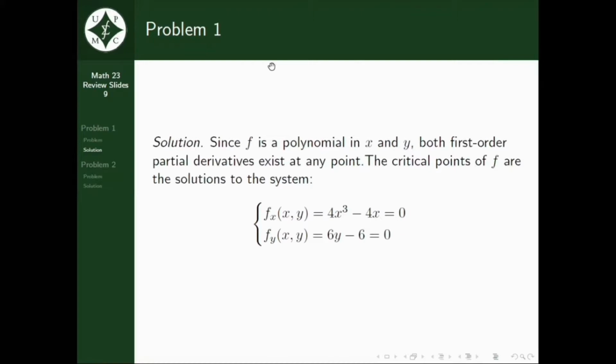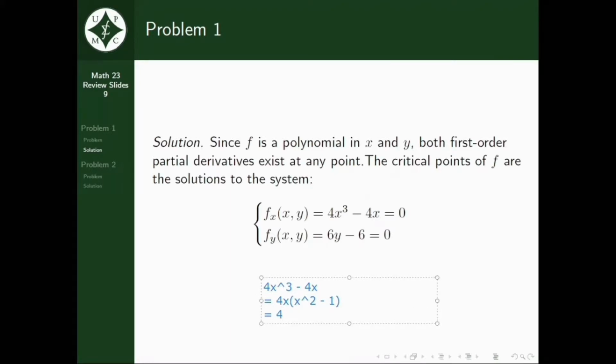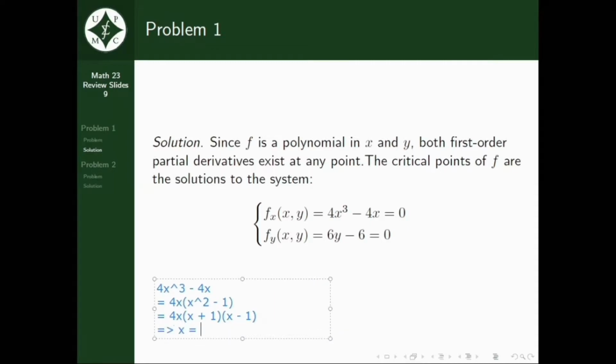Look at the first equation. From here, you could see that 4x cubed minus 4x is just equal to 4x times the quantity x squared minus 1. And factoring this further, we have 4x times x plus 1 times x minus 1. So, ibig sabihin, yung values ng x ay x is equal to 0, negative 1, and 1.